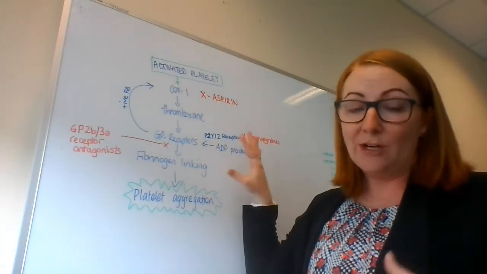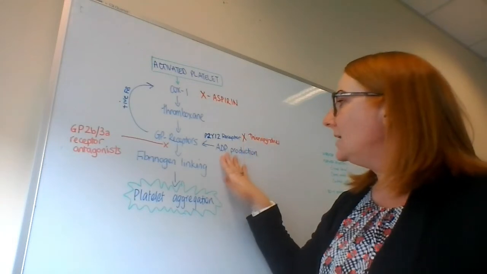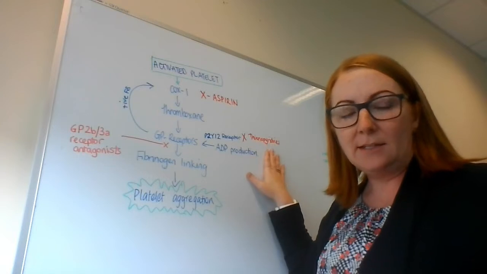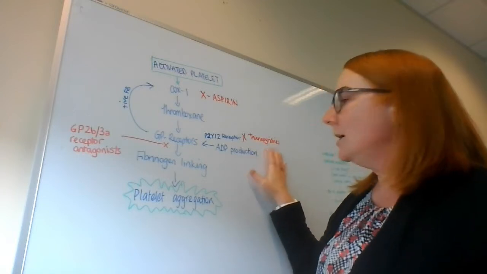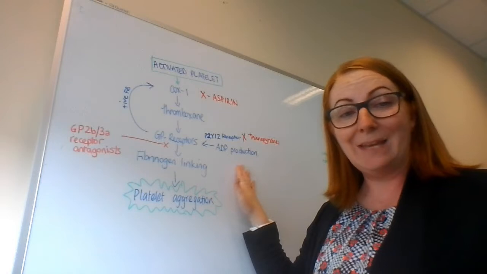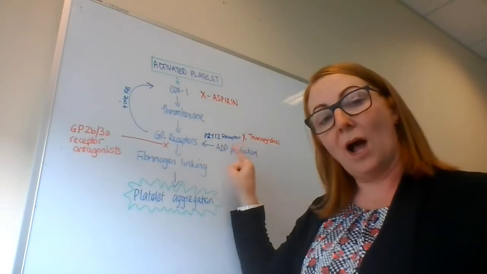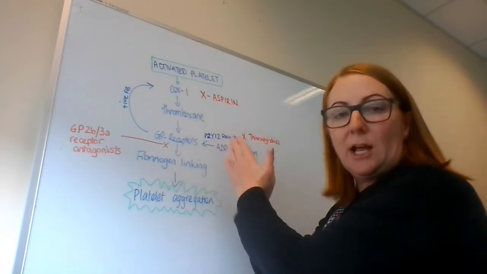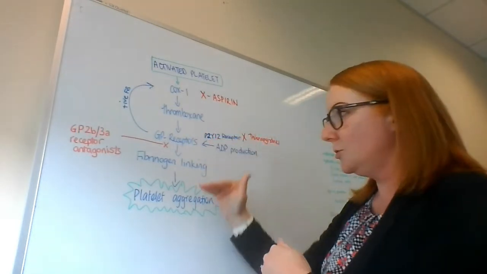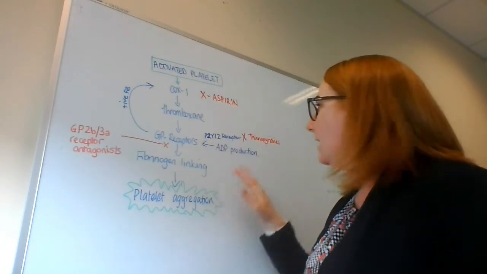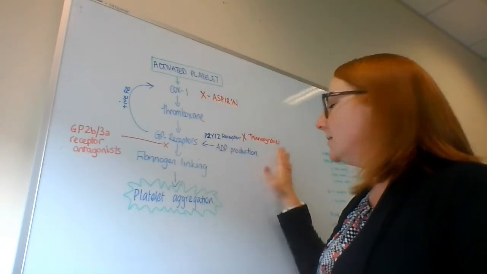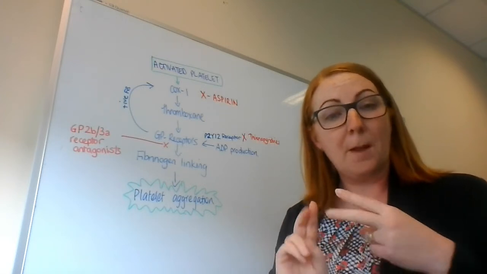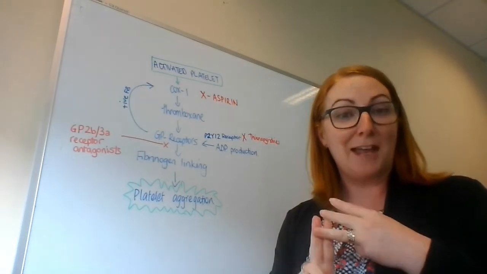The other main oral group of antiplatelet agents are called the thienopyridines. Now, these agents essentially block the binding of ADP to the P2Y12 receptors, which go on then to inhibit glycoprotein receptors and stop this fibrinogen linking. Now, there are three main drugs in this class. So this is clopidogrel, prasugrel, and ticagrelor.